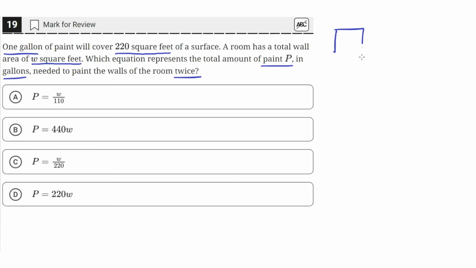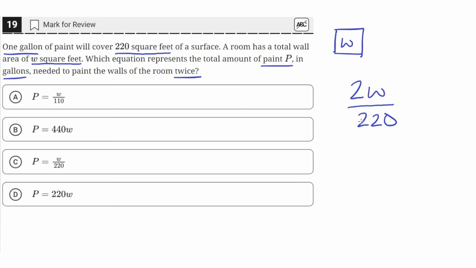So we have a wall, and its area is W square feet. And we need to paint this wall twice. So that means the total amount of area we have to cover is 2W. And the amount of paint needed to cover any amount of area, we just need to divide the area by 220 square feet. Because dividing the area that we need to paint by 220 will give us the number of gallons we need to cover that area.